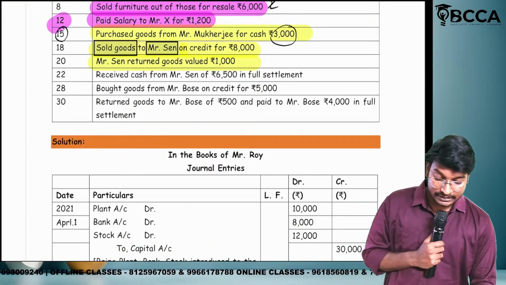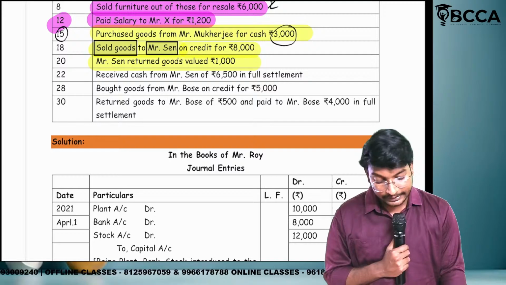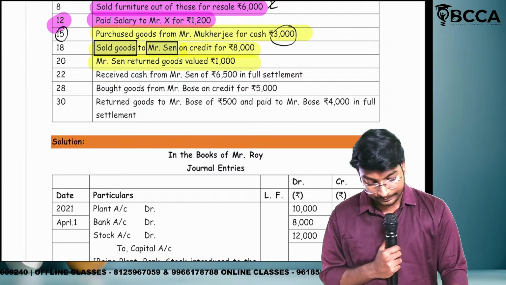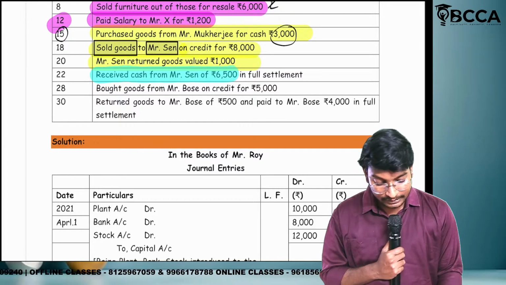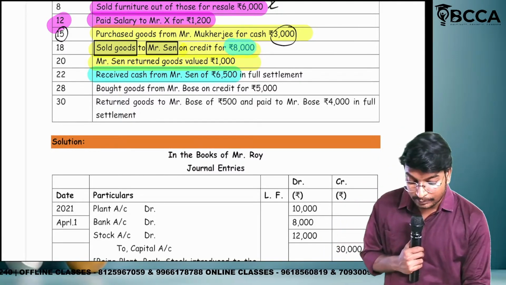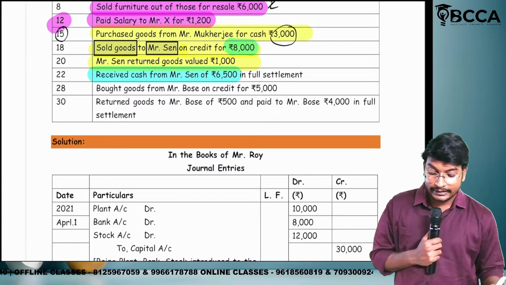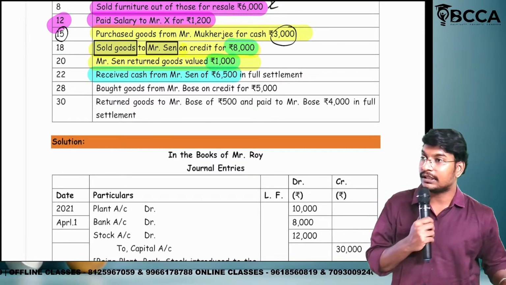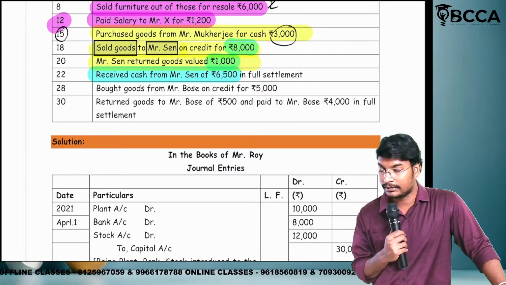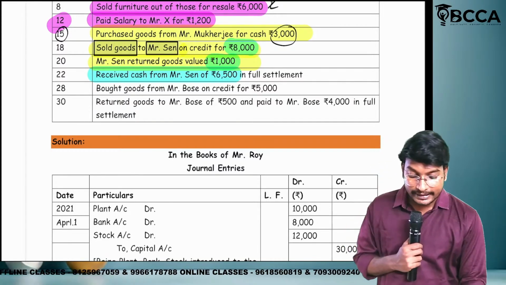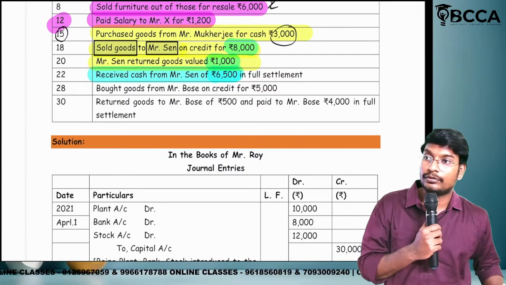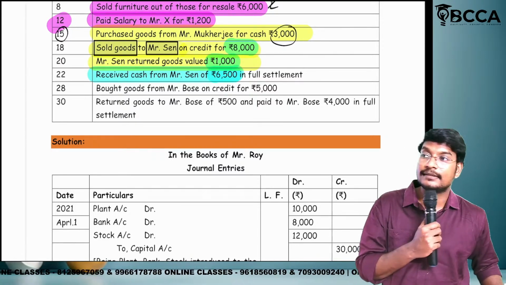Received cash from Mr. Sen of 6,500 in full settlement. So what is the meaning of this transaction, sir? We have received the cash from Mr. Sen of rupees 6,500. Actually, we made the credit sales of rupees how much, ma? 8,000 rupees. In that, he has returned 1,000 rupees. Then what is the balance of the debtor account? 7,000. For the 7,000, he has made the payment of rupees only 6,500. What is the balance amount? 500. That 500 is called discount allowed.